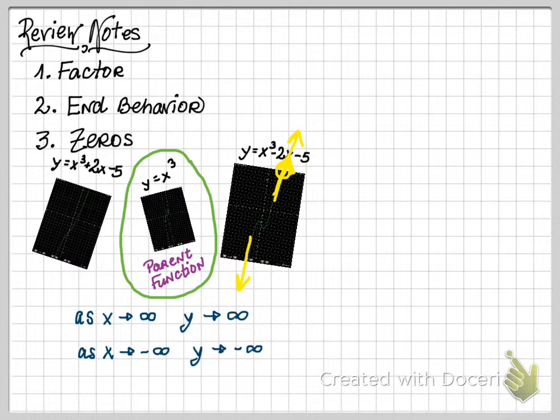Your x's are going to the right, your y's are going up. Your x's are going to the left, your y's are going down. Here, your x's are going to the right, your y's are going up, and your x's are going to the left, your y's are going down. Here again, your x's are going to the right, your y's are going up. It's pretty steep, but I think you should still be able to make sense of it.